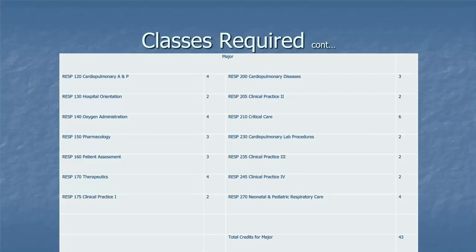Then once you get into the clinical phase of the program, these are the courses that you will take in the major. And there are 43 credits here. So you can see how they are all listed. Note that any course that ends in a 5 is a clinical course. Okay, so 175, 205, 235, 245. Those are all clinical courses. The rest of them are lecture courses. So this gives you a total of 71 credits that are required for the associate degree in respiratory therapy.